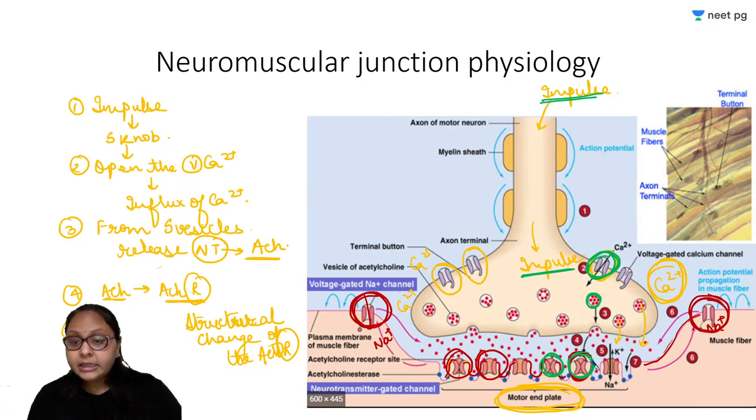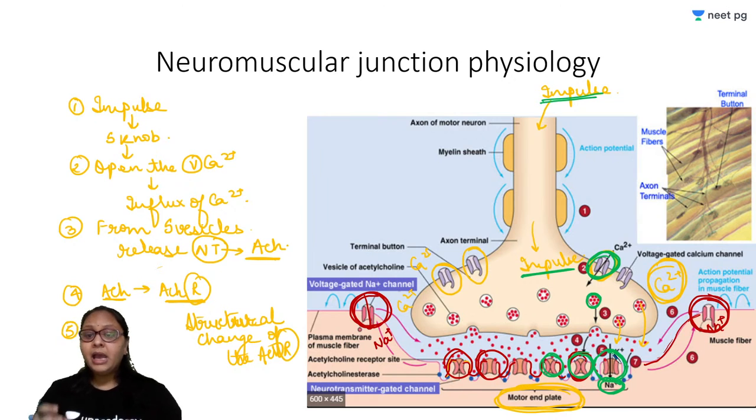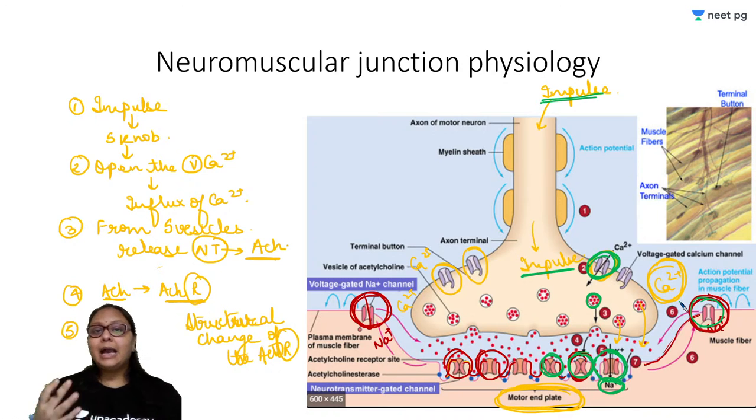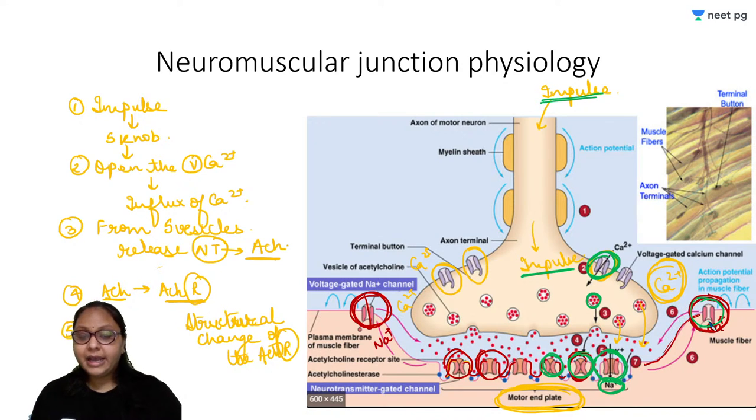This acetylcholine receptor is pentameric in nature, and there will be a structural change. Because of the structural change, in step 5 there is influx of sodium, and the end plate potential is generated. Peri-junctionally, around the neuromuscular junction, there are voltage-gated sodium channels which will also open, and an action potential is generated, which causes propagation of the impulse through the muscle fiber, and there will be contraction of the muscle.